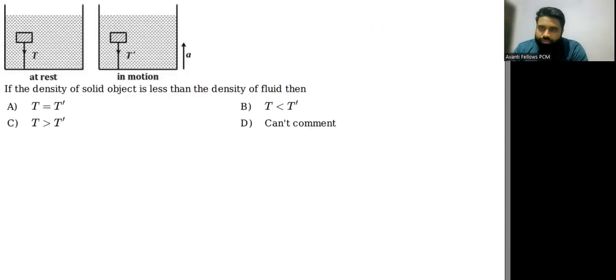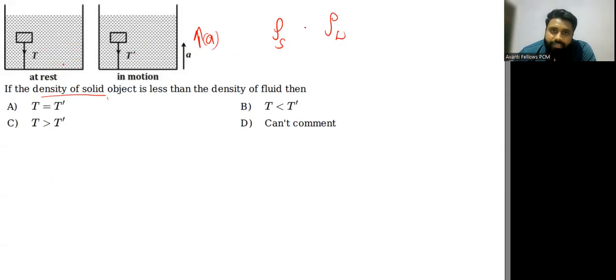This question is also from fluid mechanics. If the density of the solid object is less than the density of the fluid, then, so this is one scenario, it is at rest, and this is moving with an acceleration of a. Now, it is given that the density of solid is this, and the density of liquid is rho L. So the density of solid is less than the density of liquid. So it directly tells us that this solid object will float in this liquid, will try to float or go upward.